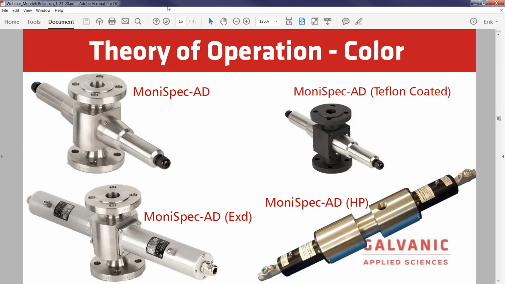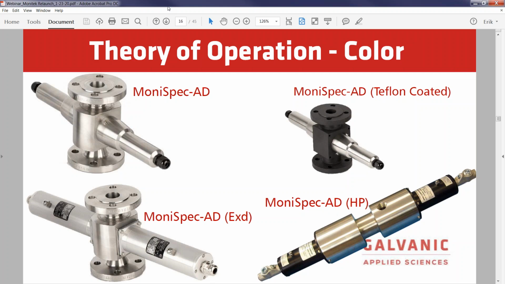So these are just some examples of our color sensors we've done. Obviously the standard typical one is up in the upper left-hand corner. That's our Monitek AD dual channel color general purpose area. The one just below it is an explosion proof device, either class 1 Div 1 or Div 2. We've done some custom-made Teflon ones for some highly acidic samples. So that's actually a carbon-filled Teflon device, flow cell.